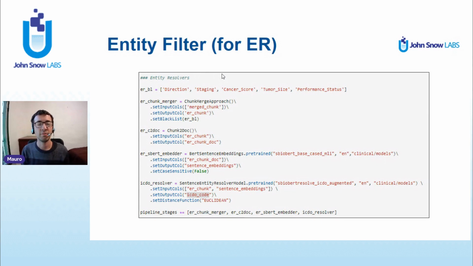One more thing to tell about entity resolution is that normally you don't want to use an entity resolver for all the entities that you get from your NER model. For example, you don't want to get an ICD-O code for dates or for gender. So it's always a good idea to filter some of the NER extractions before using NER resolvers. And for that, you can use a chunk merger with a blacklist, as you can see here in this code.